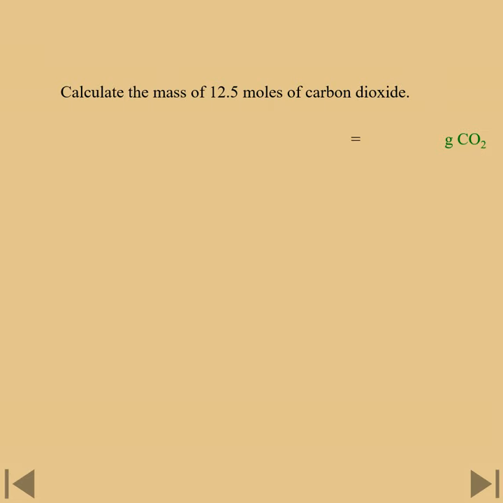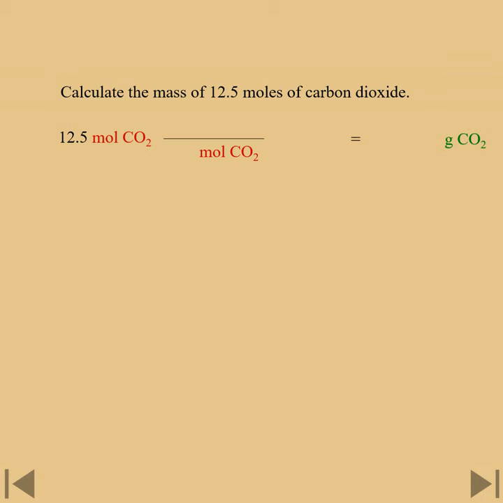Step 2, we're looking for a number with a single unit to start the calculation with. And I'm sure you knew that was 12.5 moles of carbon dioxide. And here comes the beginning of step 3, out of moles of carbon dioxide. And getting this far should be pretty much a no-brainer.